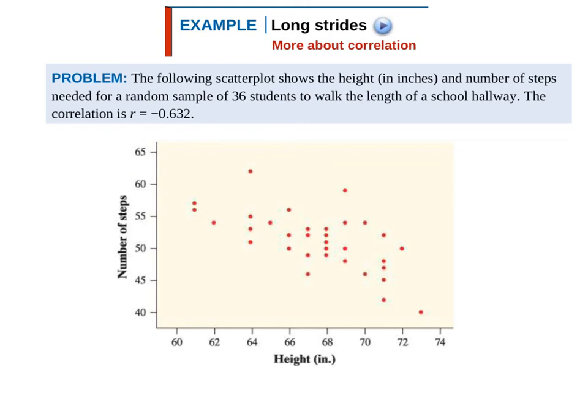Now let's do one last example about long strides. The problem says the following scatter plot shows the height in inches and the number of steps needed for a random sample of 36 students to walk the length of a school hallway. The correlation is R equals negative 0.632. So here's our scatter plot. We're going to answer three different things about this scatter plot.